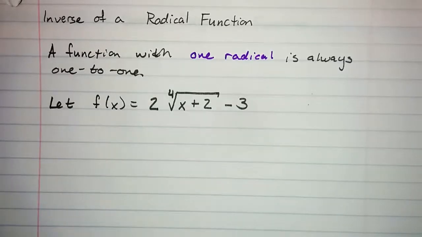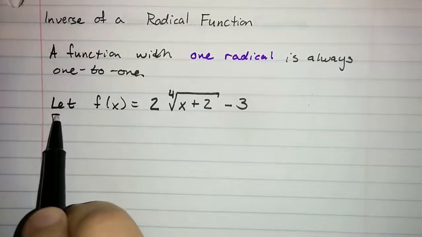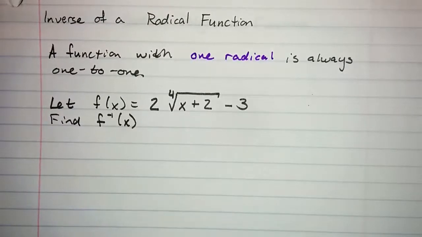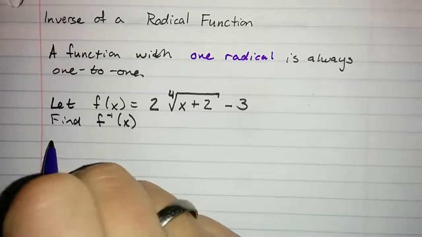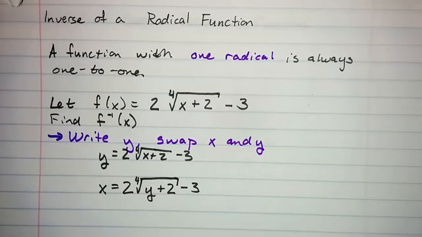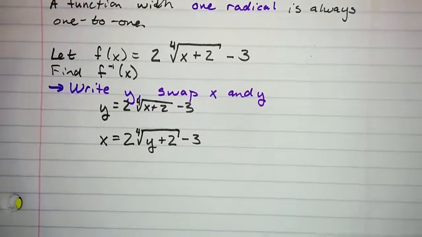Let f of x be 2 times the 4th root of x plus 2, minus 3. And let's find f inverse of x. Now the first step is just like our first step in any inverse function problem. We're going to write y instead of f of x, and then we'll swap x and y. Alright, and now we're going to make this very common set of moves that we make, where we isolate the worst thing and then get rid of it.